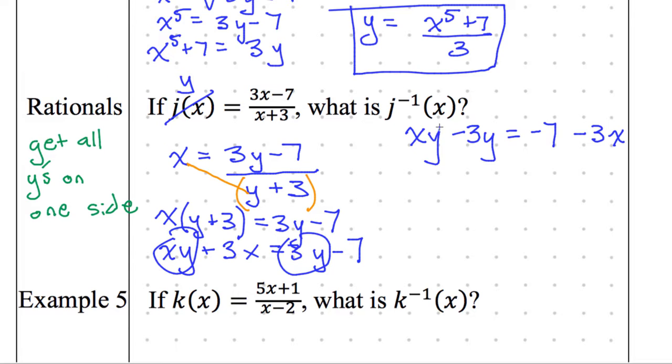There's my y's. I need to factor out a y. If y is being factored out, what goes on the inside?